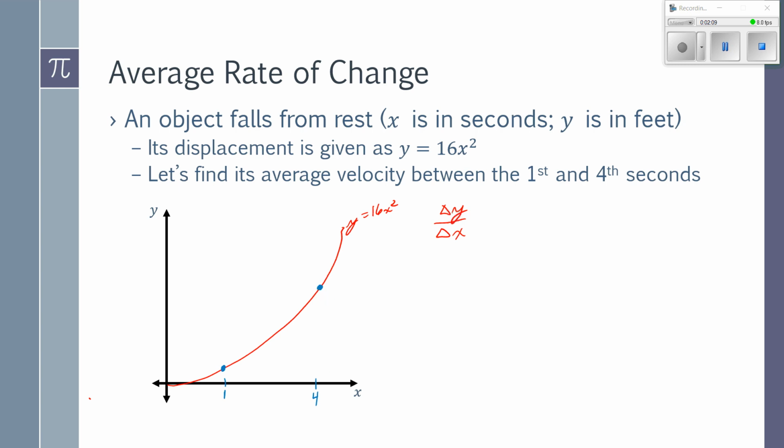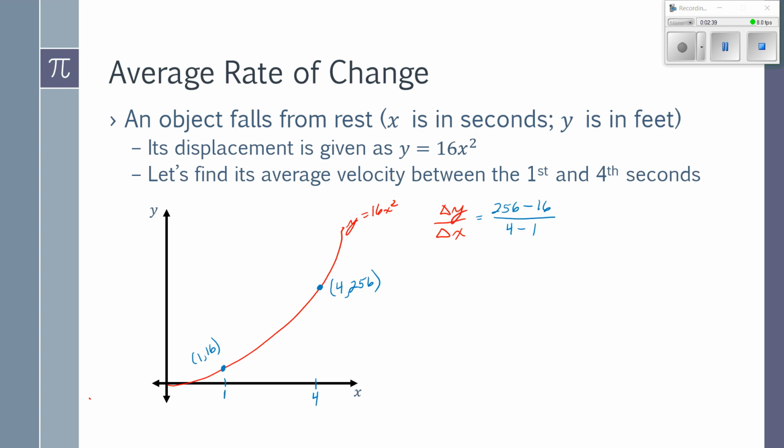Well, I would need the coordinates. So if x is 1, I plug 1 into the function, y would be 16. Here, where x is 4, to find y, I plug 4 into the function. 4 squared is 16, times 16 is 256. So the change in y would be 256 minus 16. My change in x would be 4 minus 1.